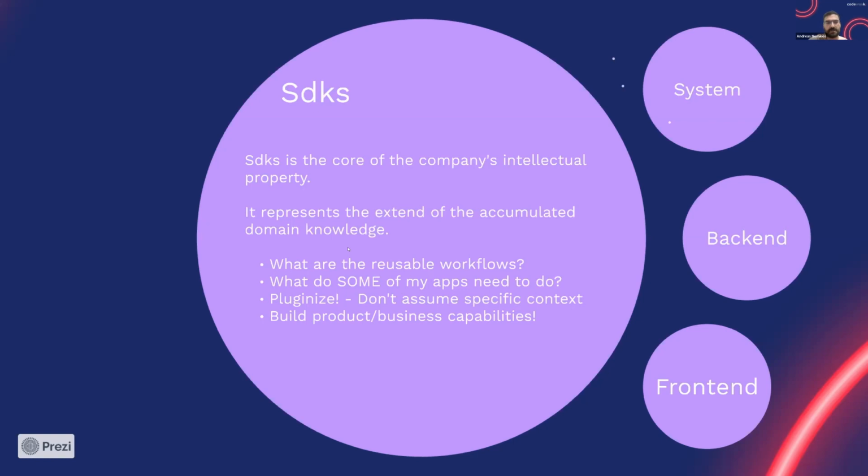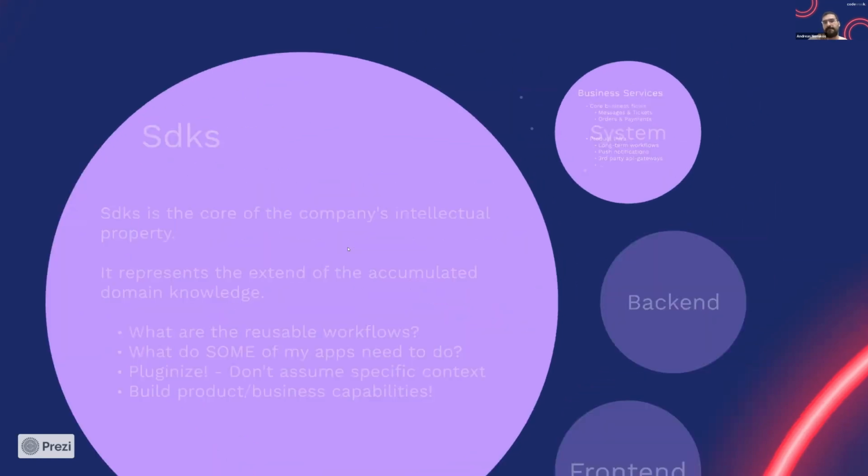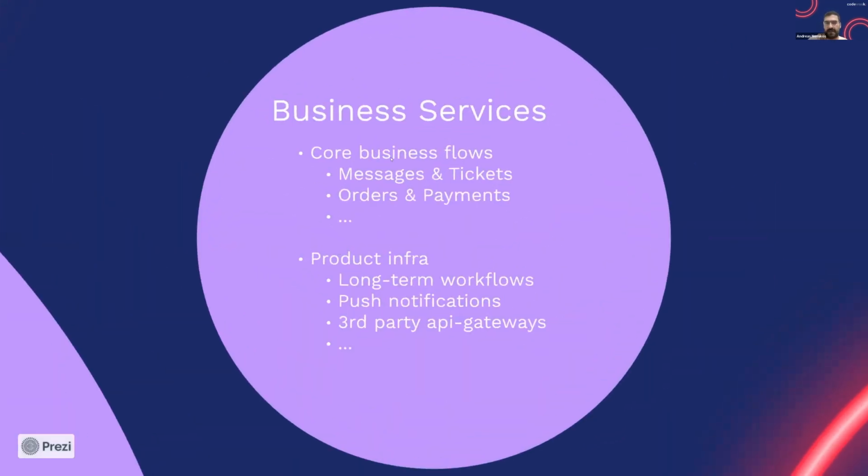From the application context. When you're thinking about building new SDKs, you usually should be thinking about building product or business capabilities and expanding the ability of the product people essentially to define new products in your product lines. At the system level, that looks like core business flows. For example, in the Connectly case, we had messages and tickets, right? That was core business flows.